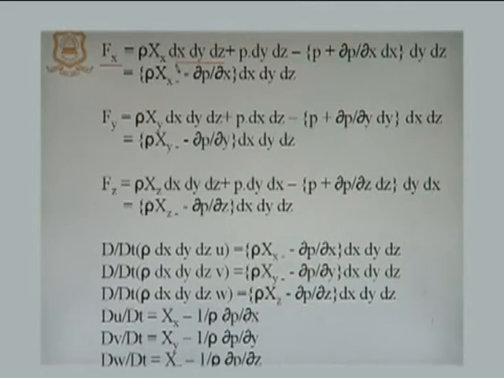Volume of the parallelepiped is dx dy dz, plus this is the force acting in the direction of x, P multiplied by area. This is acting in positive x direction, and minus P plus del P over del x into dx multiplied by area. This is acting in negative x direction.